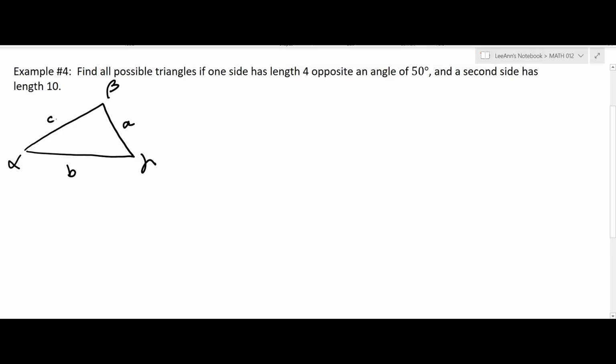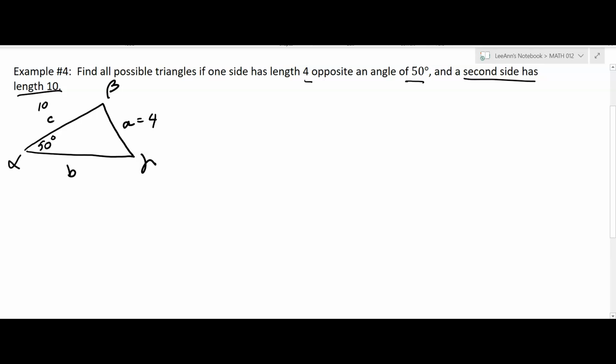So it says if one side has length 4 opposite an angle of 50, I'm going to make the 50 degrees here at alpha. You might say, well, why don't you do it at beta or gamma? It doesn't really matter. For me, it's a little bit easier to orient the idea this way. So there's the 4. And then a second side has length 10. It doesn't tell me, but I'm going to make it side C over here.